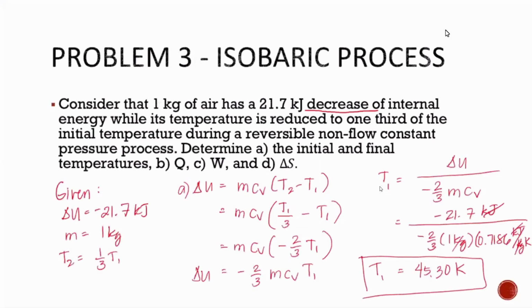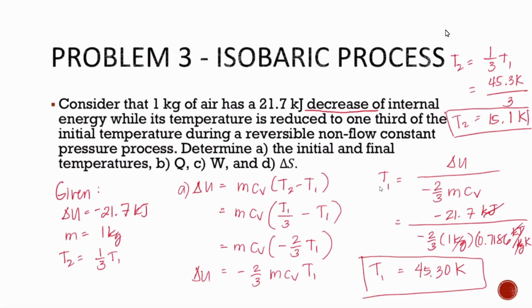temperature. Okay, let's also get the final temperature, which is equal to 1/3 of T1. So we have T2 equal to 1/3 of T1. So our T1 is 45.3 Kelvin over 3. So, what is T2? 15.1. 15.1 Kelvin. So this is our letter A, the initial and final temperatures for an isobaric process.